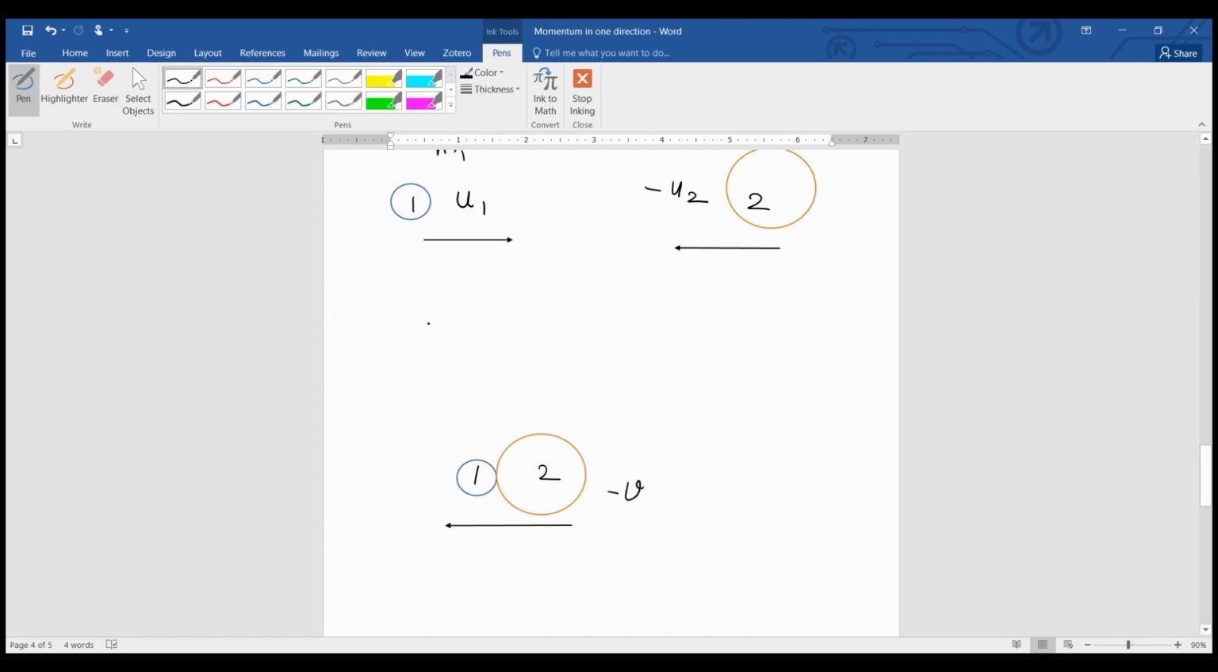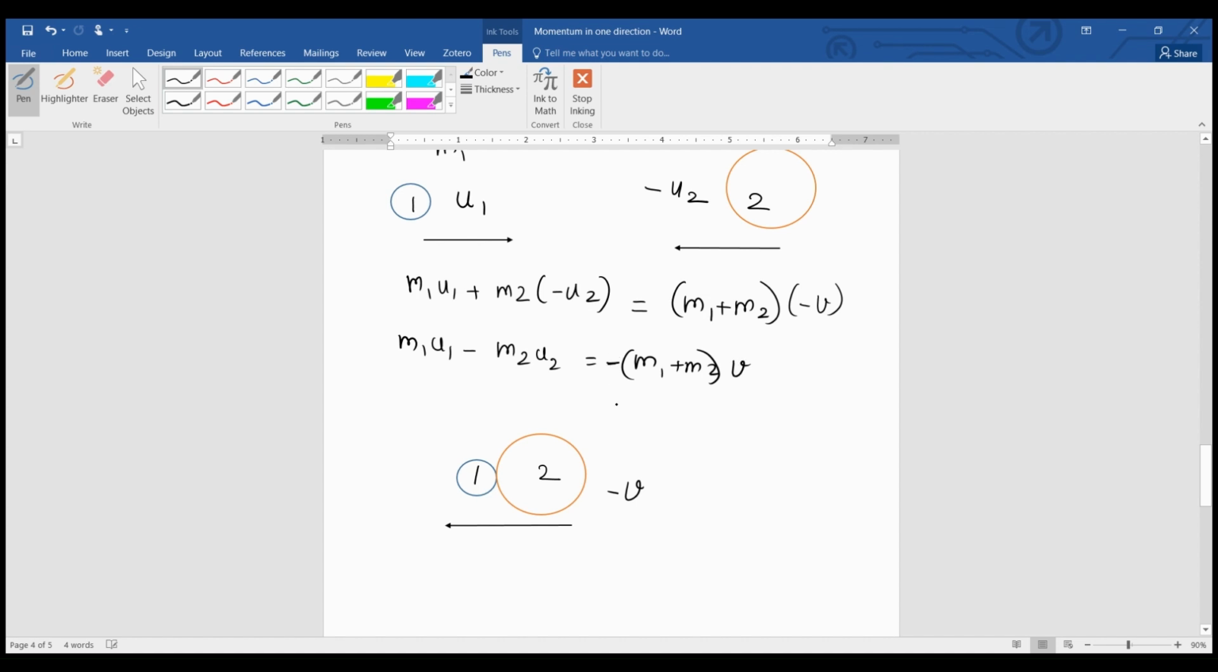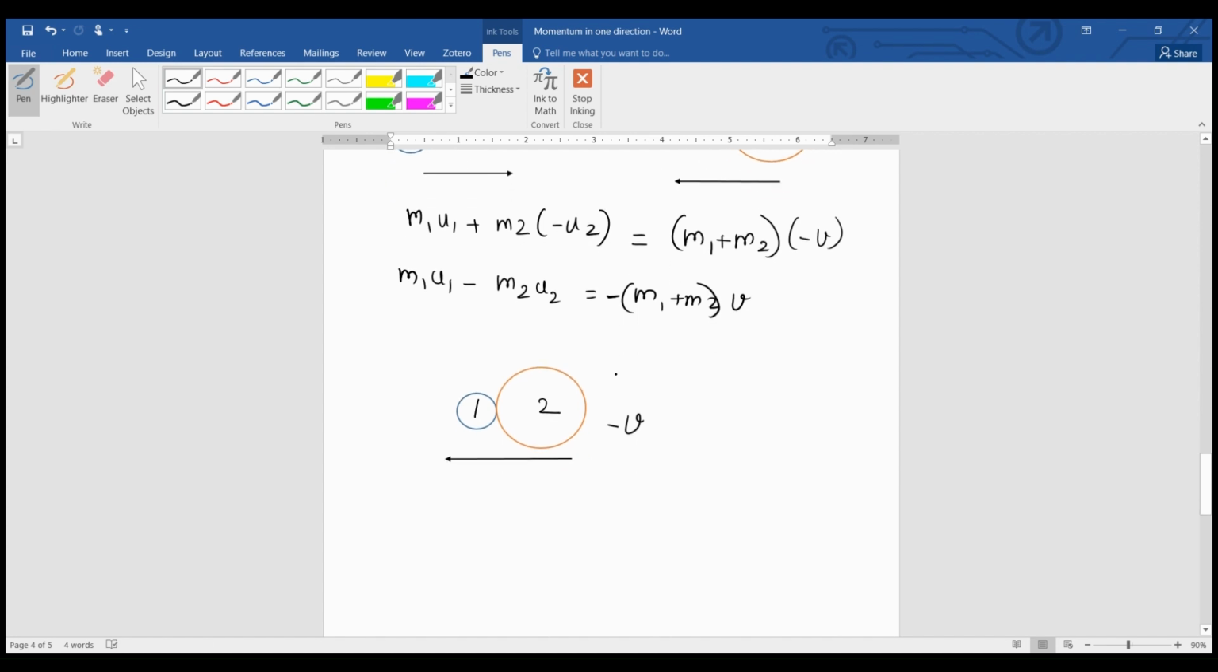Applying the law of conservation of momentum, we have m1u1 plus m2 multiplied by minus u2 should be equal to, since both the objects are stuck together, their masses add up, so m1 plus m2 multiplied by minus v. So this equation now takes the form m1u1 minus m2u2 equal to m1 plus m2 times v, with the negative sign moved to the front. This is another example of the law of conservation of momentum.